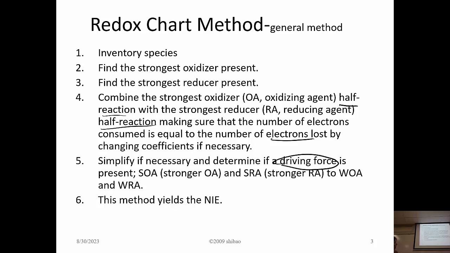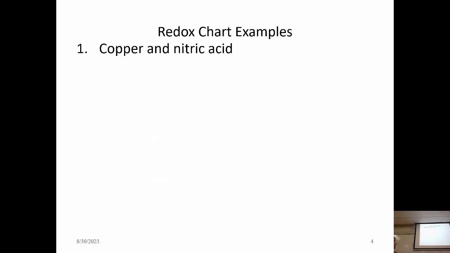Then we look for driving force. The driving force is not the same. The driving force is going from stronger oxidizer to weaker oxidizer, and stronger reducer to weaker reducer. This method yields the NIE. So let's just do an example of this here really quick.